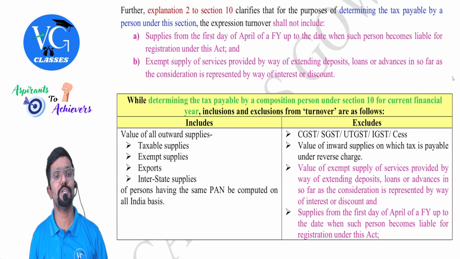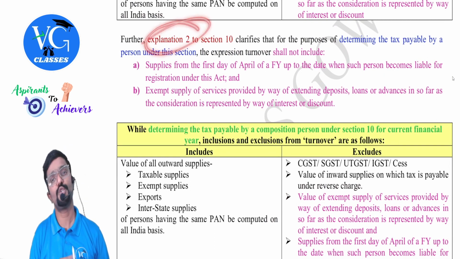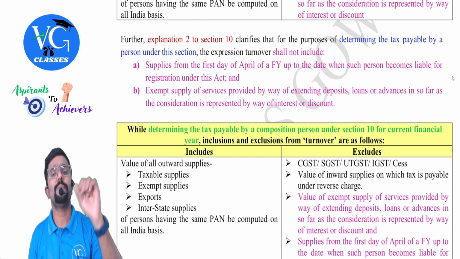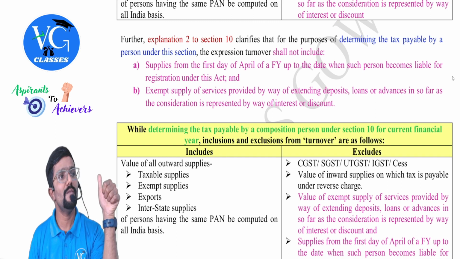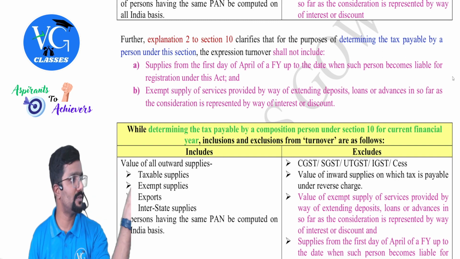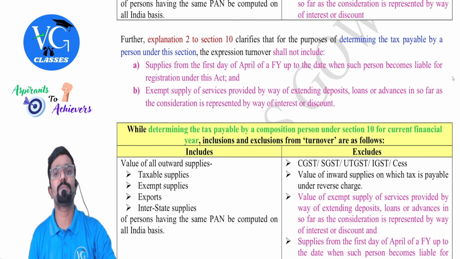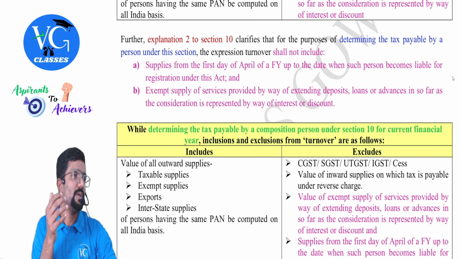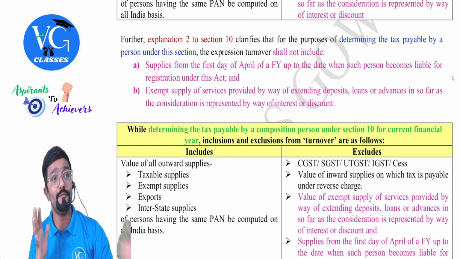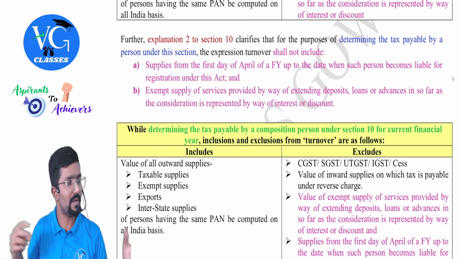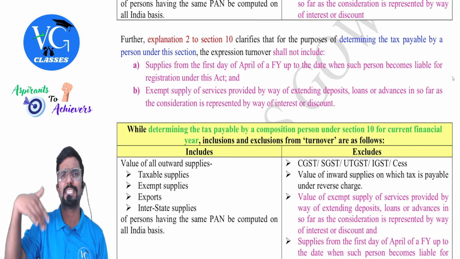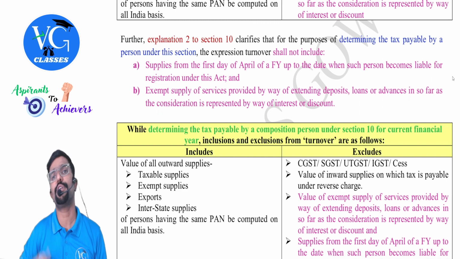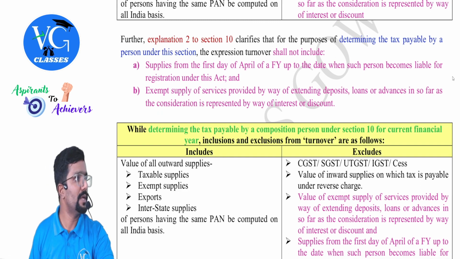This is as per which explanation? Explanation 2 to section 10. When will you apply explanation 1? When you are calculating the turnover to check the eligibility of last financial year. When will you apply explanation 2? When you are calculating the turnover for the current financial year. Why are you calculating it? To pay tax. Actually, we calculate it quarterly, but we need to check yearly also, aggregate. Because at any point, if it crosses like 50 lakh, 75 lakh or 1.5 crore, I have to move out immediately.